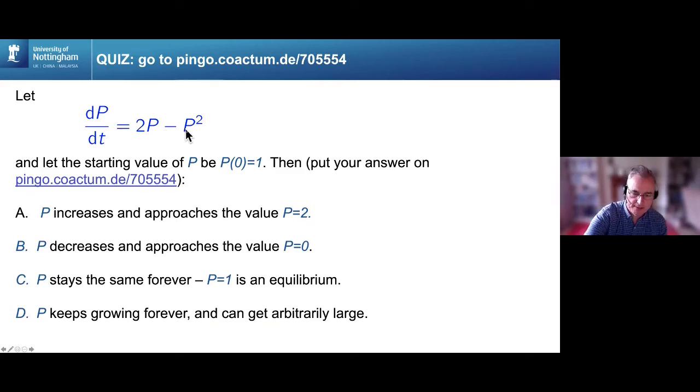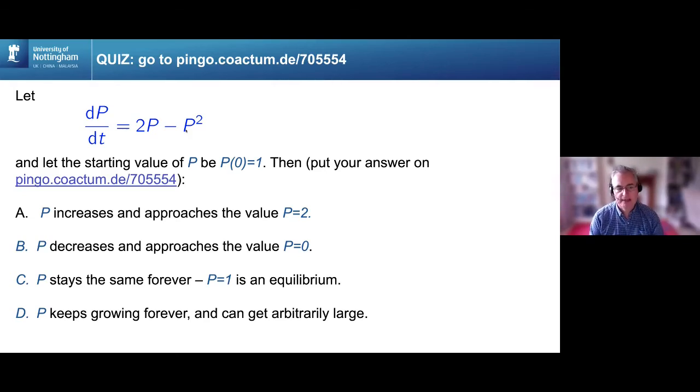Now I'm going to start the survey and give you a chance to answer these. Try to solve these as best you can. Don't worry if you can't, because I'm going to go through the solution in a moment as we finish this taster lecture. So with that equation, you have to answer A, does P increase and gradually approach the value P equals 2? Maybe it decreases and approaches the value P equals 0, you decide.